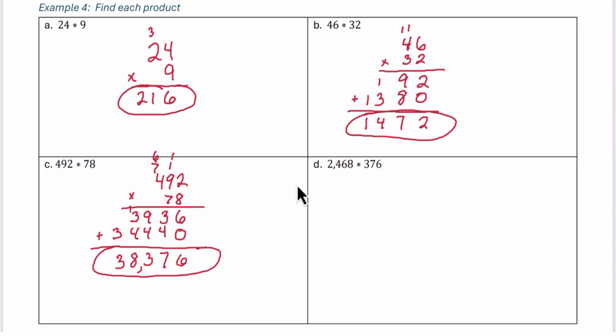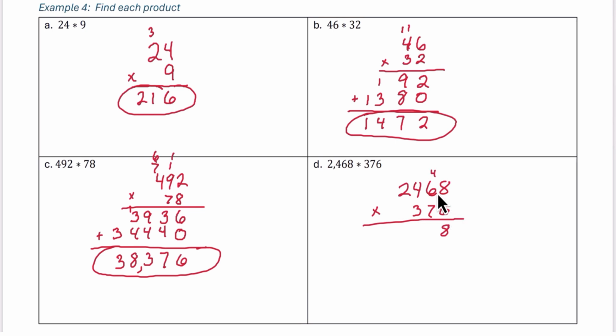In our final example, we have 2,468 times 376. Let's start with the 6 in the ones position and multiply the 6 by every number up top. 6 times 8 is 48. So we have an 8 and we'll carry the 4.